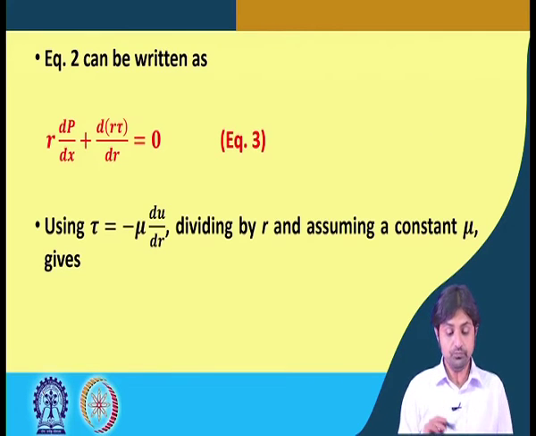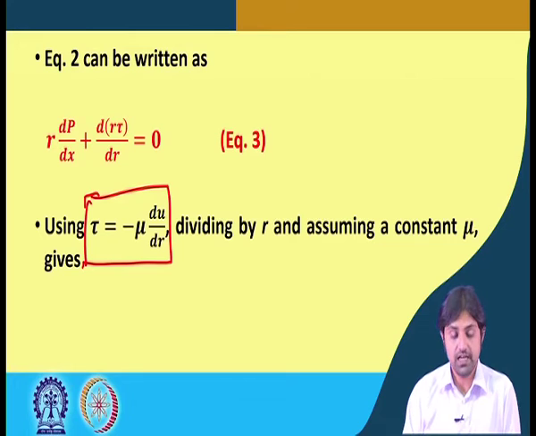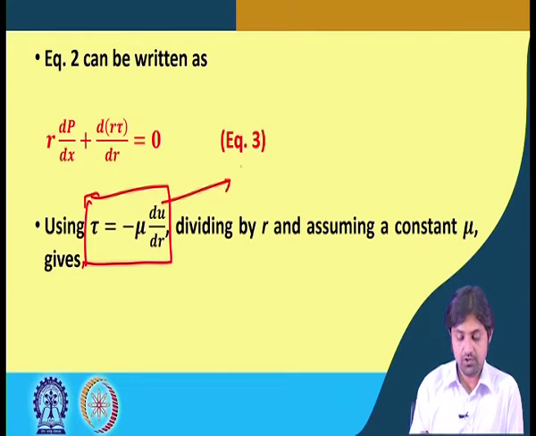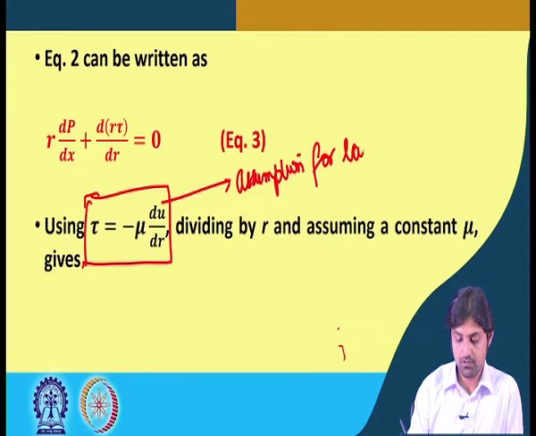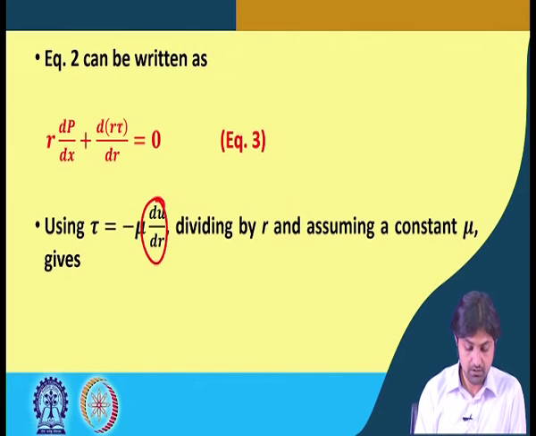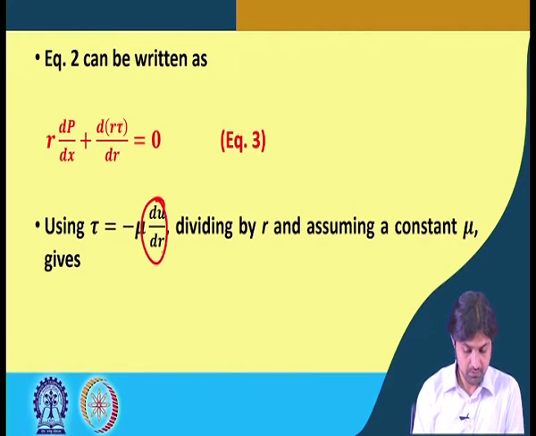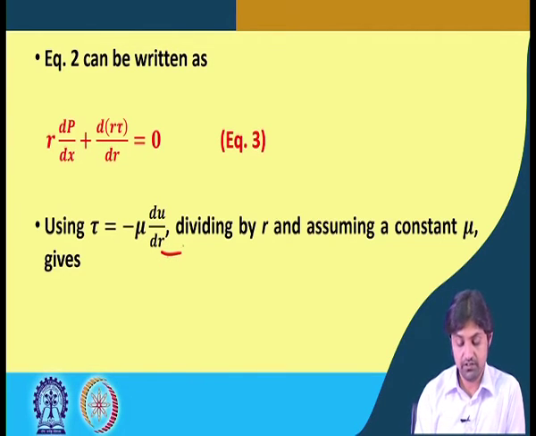All right. Now, if we use the standard tau is equal to minus mu du dr, why do we do this? Actually, this is an assumption for laminar flow. So if we have a laminar flow, we can assume shear stress as a function of du dr, or in other terms tau is equal to minus mu du dr. So minus mu du dr, this is laminar flow.